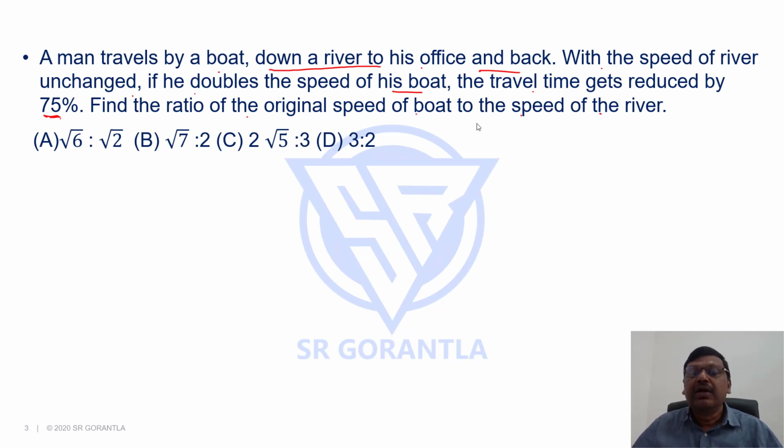Fine. Let us assume the original speed of the boat is b. When we say original speed of the boat, we mean the speed of the boat in still water. When the water is still, the boat will travel, let us assume, at b, and the speed of the river is c. We want to find out what b is to c.